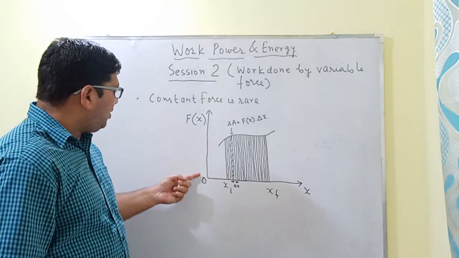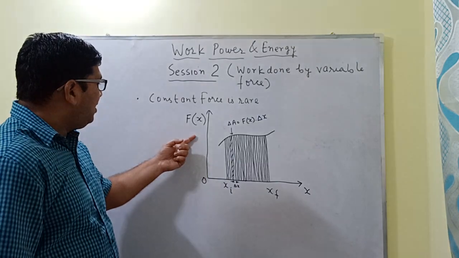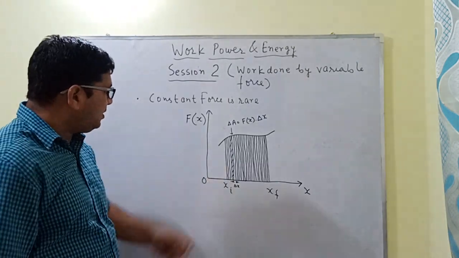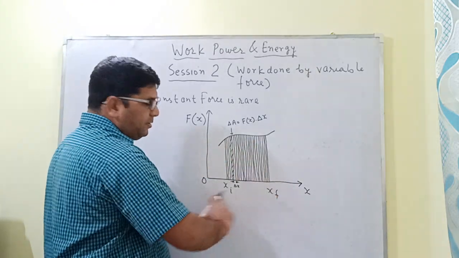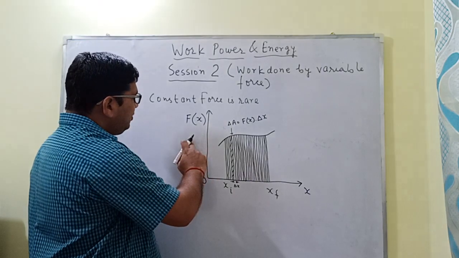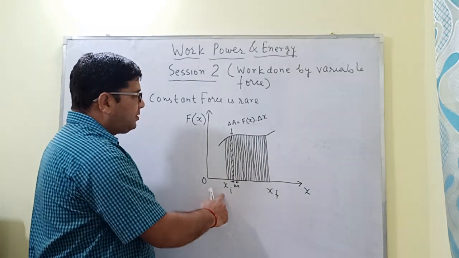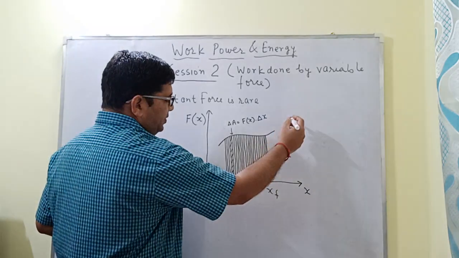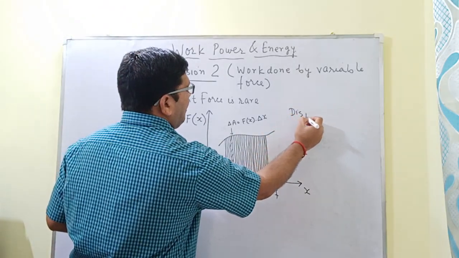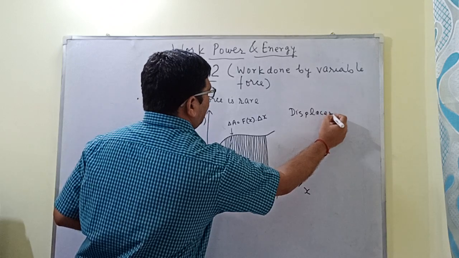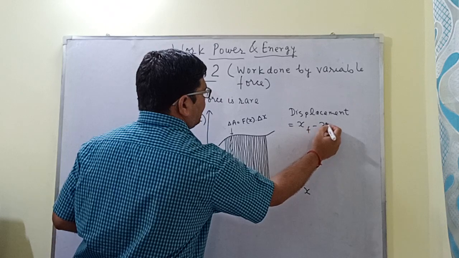So here I have plotted a figure in which I have shown this variable force in one dimension. If Fx is the variable force and this is the displacement of an object due to the application of this variable force, Xi is the initial position of the object, and Xf is the final position of the object. So in this case, the displacement of the object will be equal to Xf minus Xi.